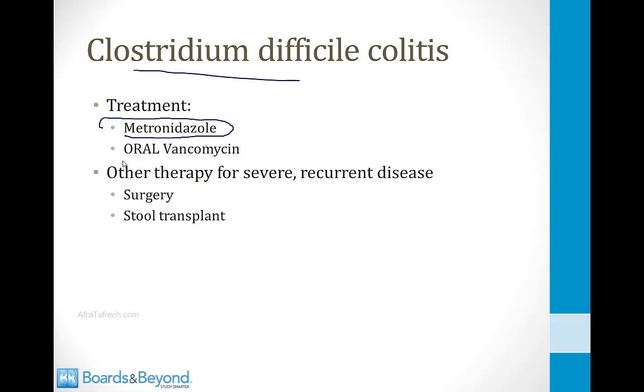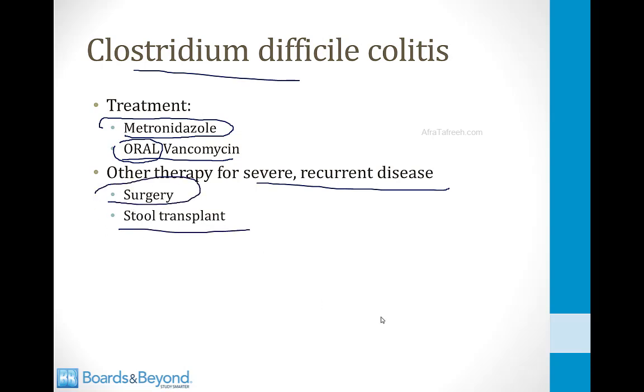The other option is to use oral vancomycin, and I have the word oral capitalized here. Normally we never give vancomycin orally because it's very poorly absorbed, but in this case we want it to be poorly absorbed so it stays in the colon and kills the C. difficile bacteria. There's other therapy that's sometimes used for patients who have severe or recurrent C. diff. Sometimes surgery is done on the colon, and there is a new treatment modality called a stool transplant, which sounds kind of gross, but you introduce stool with the healthy bacteria and it sometimes eradicates the C. difficile colitis.